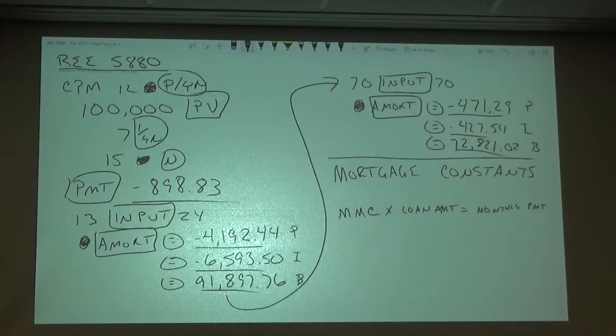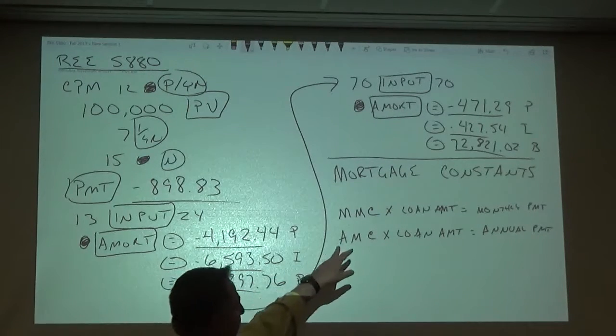The constants are usually presented as a decimal, with multiple digits after the decimal point. And then the annual mortgage constant is basically the same thing: times the loan amount, it is going to give you an annual payment.